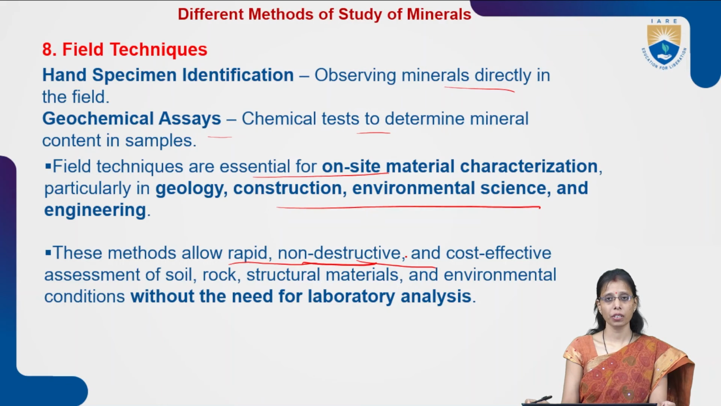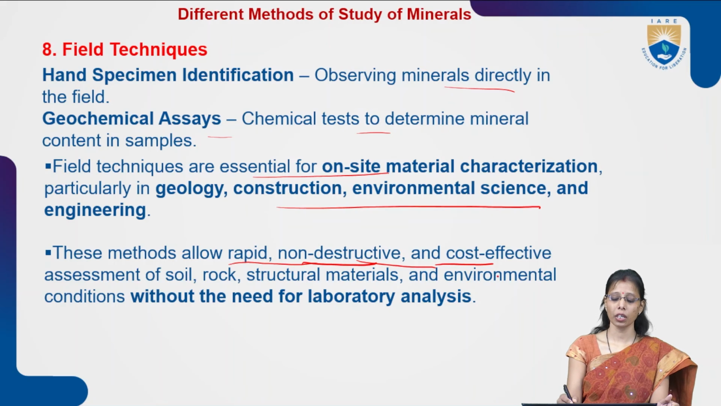First of all, rapid means we get the information very fast. Non-destructive means we use no tools or techniques that cause any destruction in the identification of the mineral. And the third thing, it is cost effective. There is hardly any cost to identify the mineral, whereas when you go with X-ray, spectroscopy, or any other technique, we need different kinds of machines or tools, and it's very costly compared to field techniques. So the field technique is very cost effective. Easily and rapidly we can get information about the mineral.